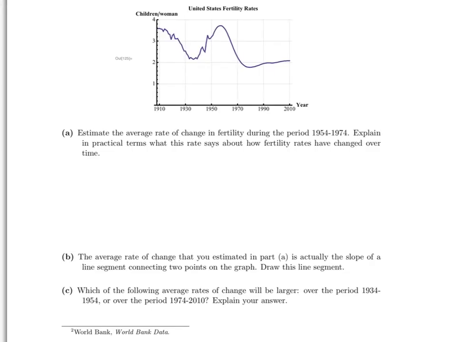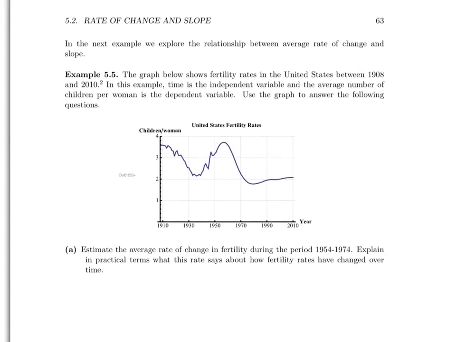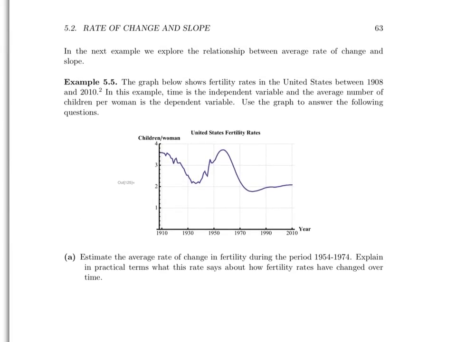Estimate the average rate of change in fertility during the period from 1954 to 1974. And then we'll explain in practical terms what this rate is saying about how fertility rates have changed over this time period. So when we've calculated average rates of change in the past, we've always started with a table of values. So we'll begin there. To get our table of values, we're going to need to look at the graph. So I'm going to pull it back down here.